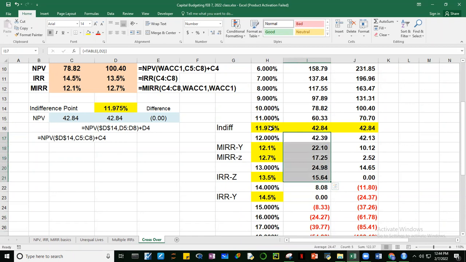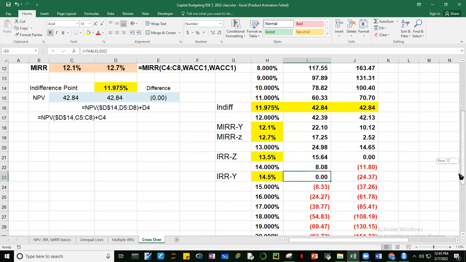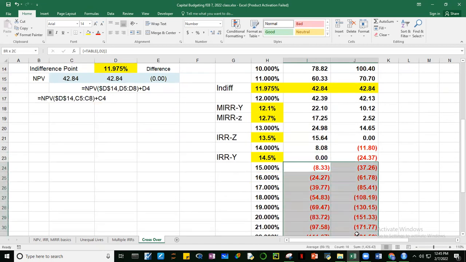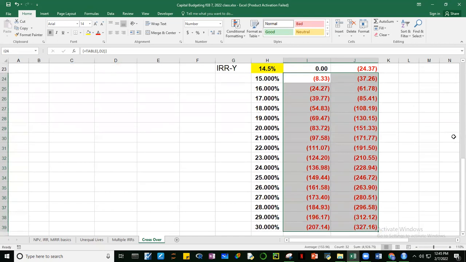Kasi guys, pag higher than 11.975, mas mataas yung NPV ni Project S. Hanggang 14.5%, si Project S pa rin tayo, kasi sa 14.5% na WACC, at least si Project S, NPV niya 0. Now, higher than 14.5%, wala na tayong pipiliin dyan, kasi pareho na negative yung NPV nila.